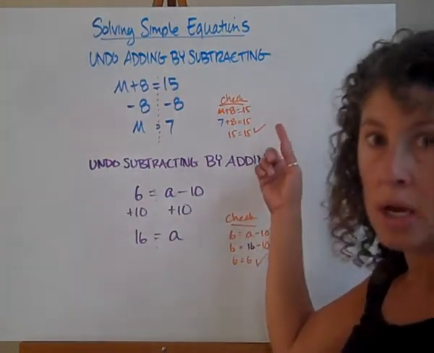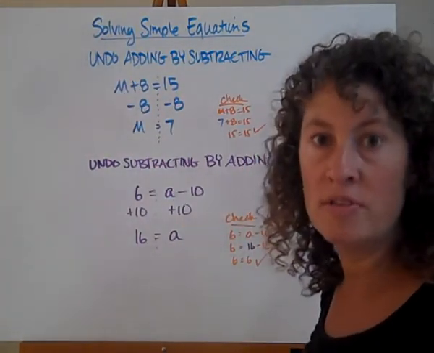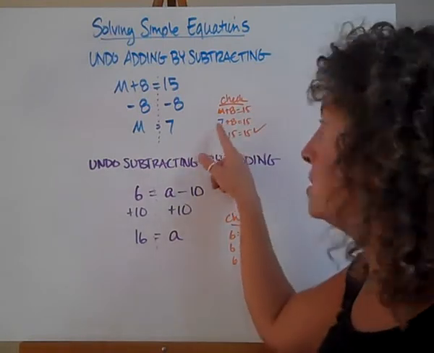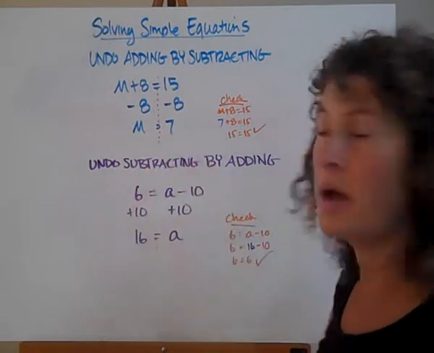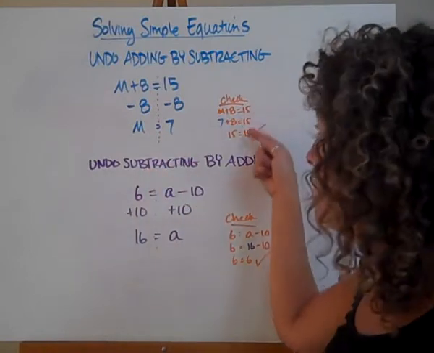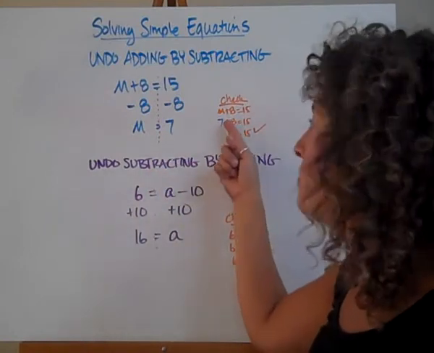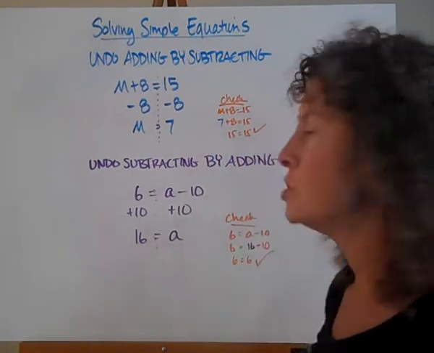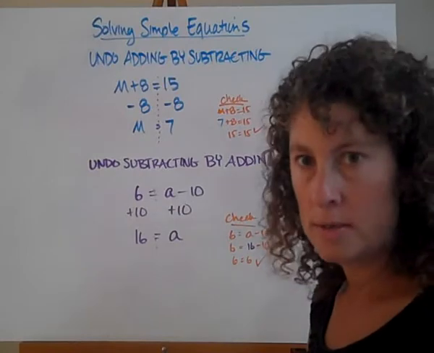I'm going to do a check, and this is how we check our numbers to see if they make sense. I take my original equation, I take the variable out, and I put in the number that I think is the solution, and then I do the math and see what happens. So I have 7 plus 8 on the left. 7 plus 8 is 15. 15 equals 15. My solution of 7 is correct.